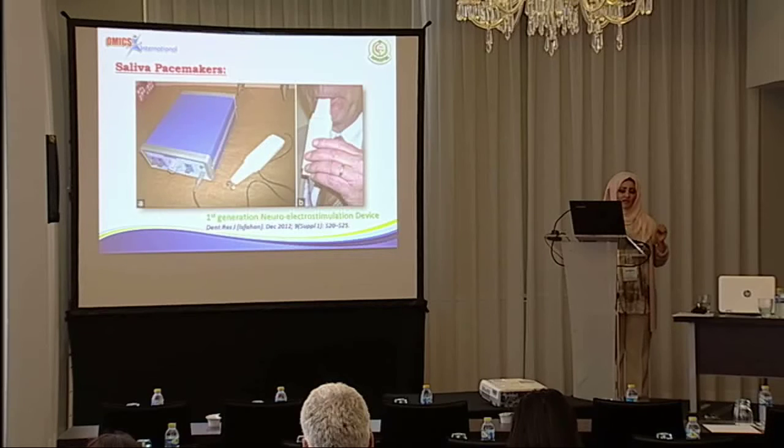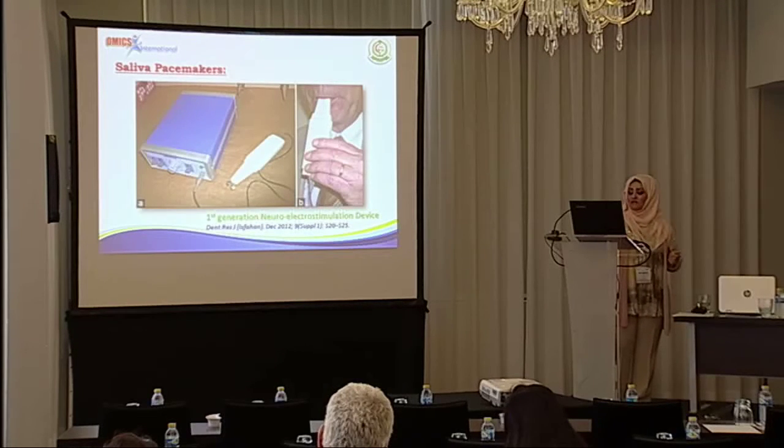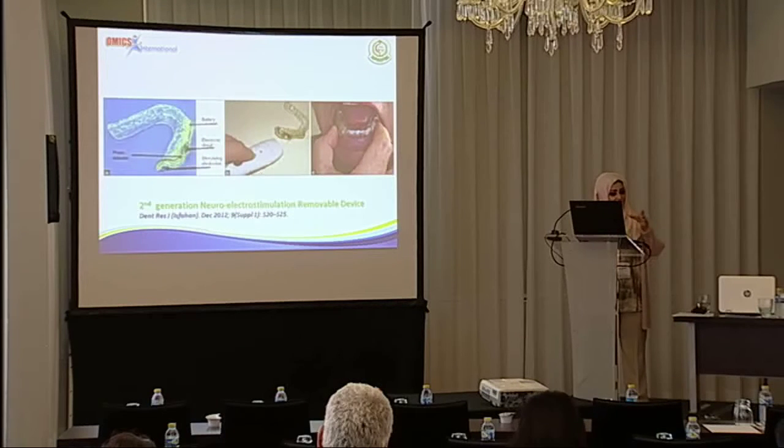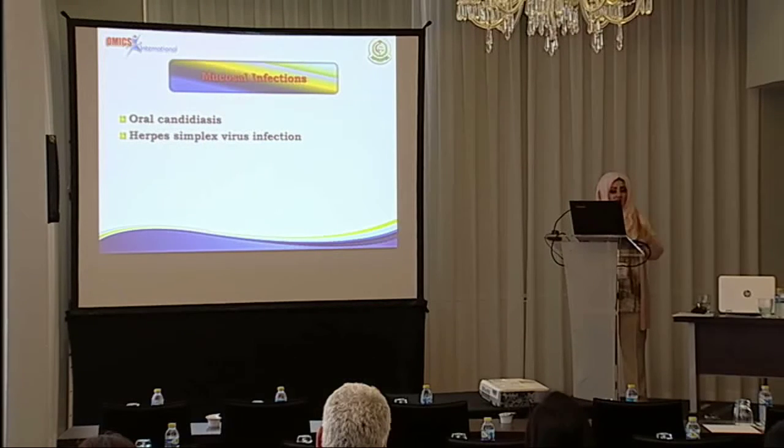Active researchers in the field have come up with certain devices known as a saliva pacemaker, which can help in inducing more saliva. Obviously, you have to have some remaining salivary gland tissue. The first generation of these devices, based on neuroelectrostimulation, came as a handheld probe that can be placed in the mouth, and then it can induce the salivary gland to produce saliva. The second generation came as a removable appliance, which can be placed in the patient's mouth, also acting as a neuroelectrostimulator. And then the third generation, the more sophisticated one, is an implant-supported neuroelectrostimulation device. This is for salivary gland hypofunction.